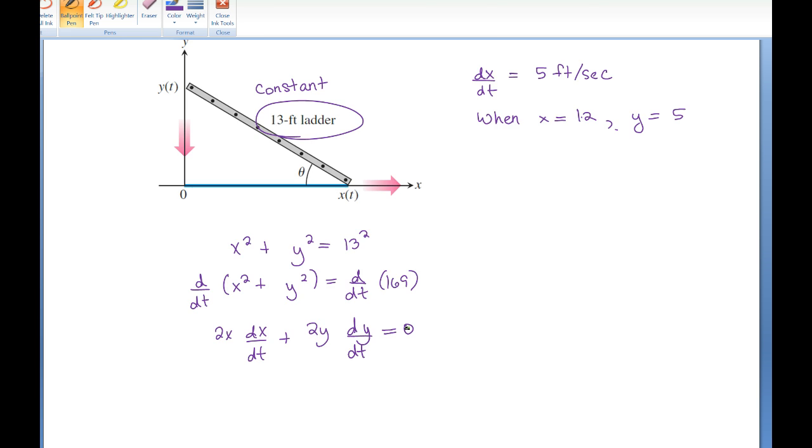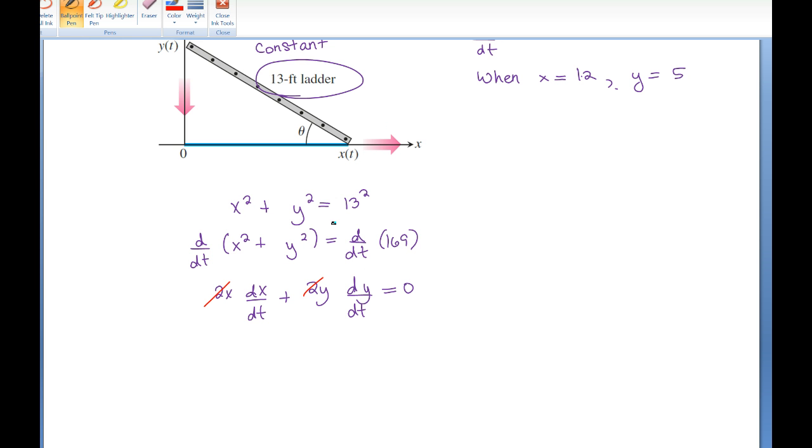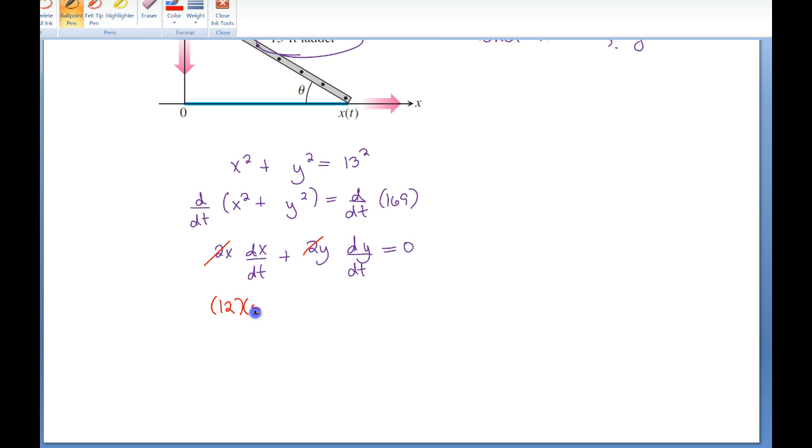Okay, so we plug everything in. The 2's are kind of irrelevant again. We agree? We could divide everything by 2, so if you want, you just cross them off to make it a little easier. So x is, we said x was 12. dx/dt, that's 5. That's what we were given. And then y is 5.